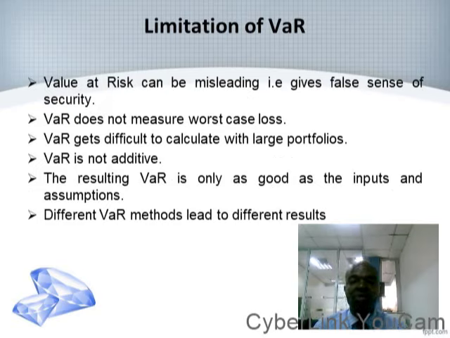Limitations of value at risk. The value at risk can be misleading as it gives us a sense of security, and does not measure worst case scenario. Value at risk gets difficult to calculate with larger portfolios. It is not additive. More reason why we have to calculate expected shortfall and stress VaR. The resulting VaR is also only as good as the inputs as well as the assumptions that are applied. Different VaR leads to different results.